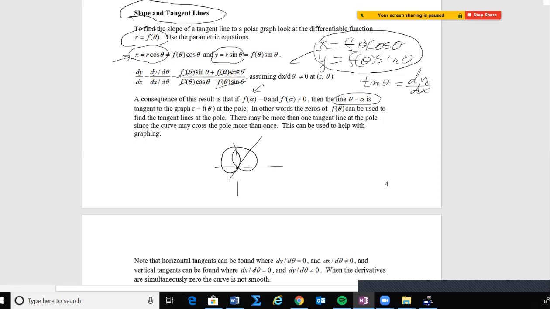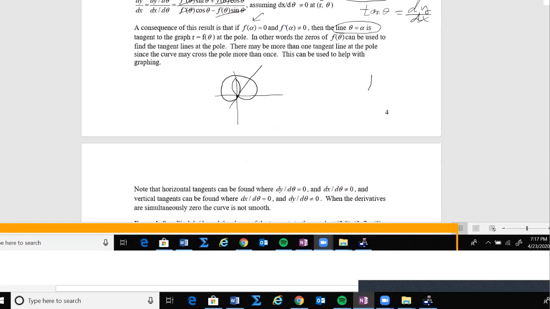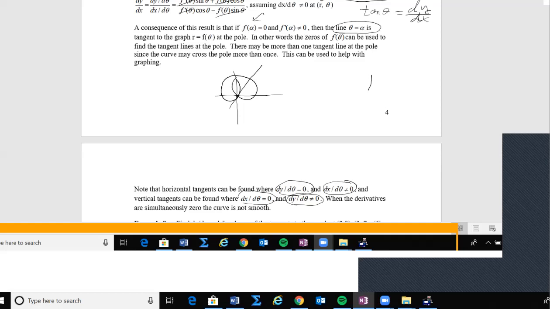So, all right. Anyway, it also gives us a little bit of information. Again, we find our horizontal tangents when dy/d theta is 0, and at the same time, dx/d theta is not 0, and vertical tangents where dx/d theta is 0, while at the same time dy/d theta is not 0. So that gives us a method for finding those.